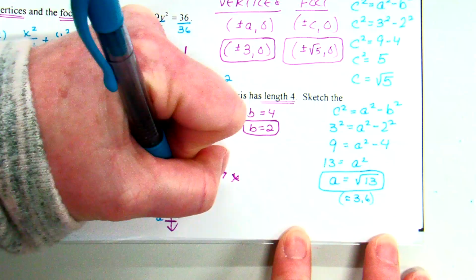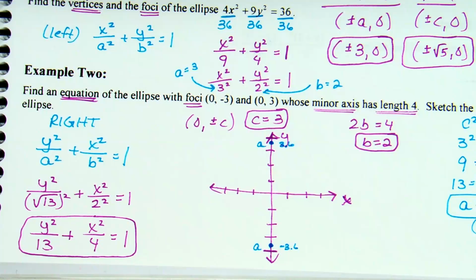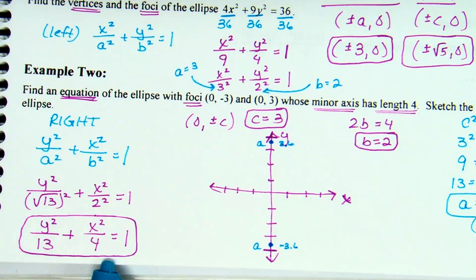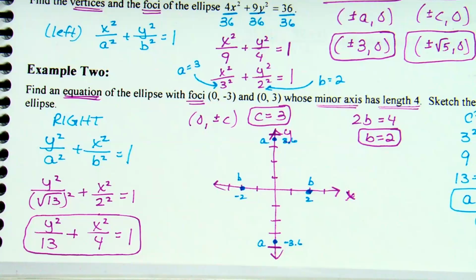I'm kind of going to label them A here, so when you look back at this later, you can figure out what I did. Now, what's B? B is 2. B is the smaller number. B is under my x in my equation. So since B is under my x, that means on the x-axis, the horizontal axis, I'm going to go out 2 both ways. So that means I'm going right 2 and left 2. And those are my B values. Okay, that's on the minor axis.